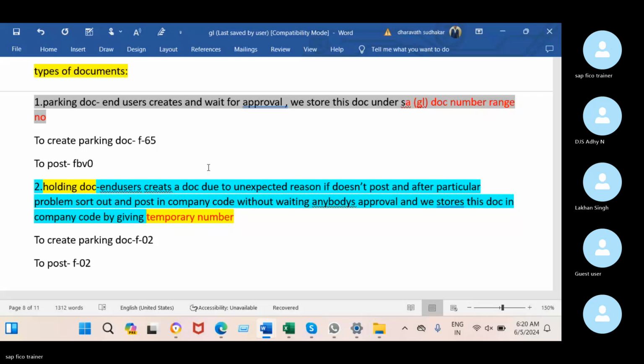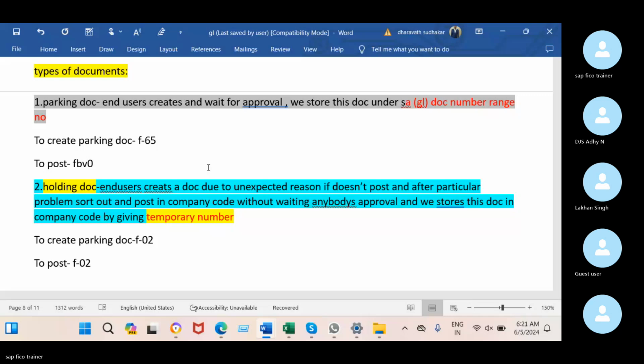Next, holding document. Due to a meeting, power failure, system crash, or any reason, the end user creates a document aside. He will not wait here for anybody's approval. He just stores it aside. Once the particular meeting is complete or the system crash or power failure is solved, he posts directly into company code without waiting for anybody's approval. And we store this document by giving a temporary number.